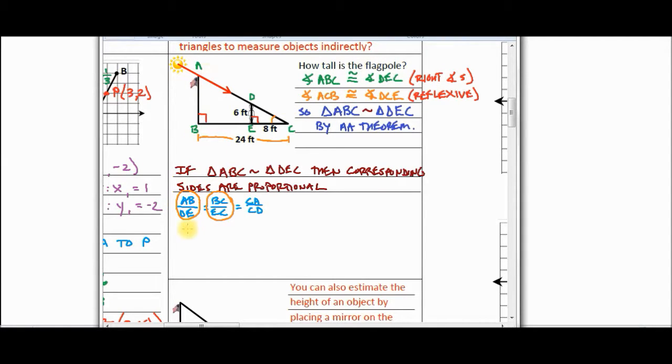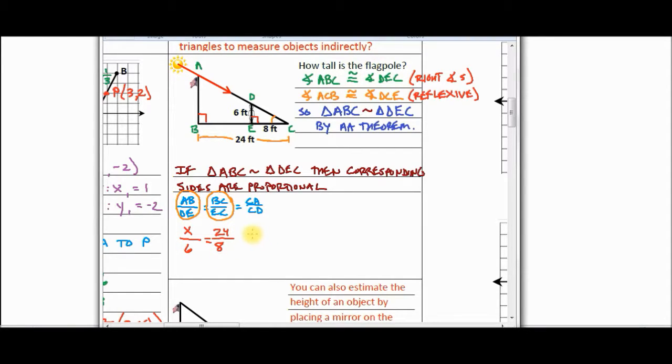What is AB? That's our unknown. That's X. What's DE? That's my height, which is 6 feet. What is BC? The distance from the flagpole to the top of its shadow. That's 24 feet. And the distance from E to C, that's my shadow, and that's 8 feet. Notice, class, I'm not writing feet anywhere because everything is the same measurement, so we don't have to write the unit of measure. Okay, let's go ahead and cross product on this.